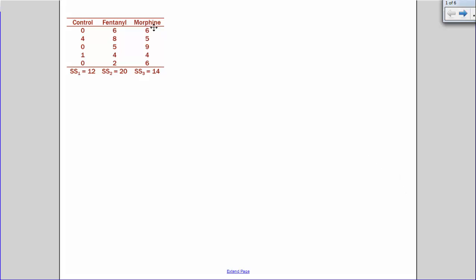The dependent variable is what is measured. So you can ask yourself, what do these scores represent? Well, these scores represent pain relief on a scale from 0 to 10. Pain relief is what we are measuring. Pain relief is our dependent variable.